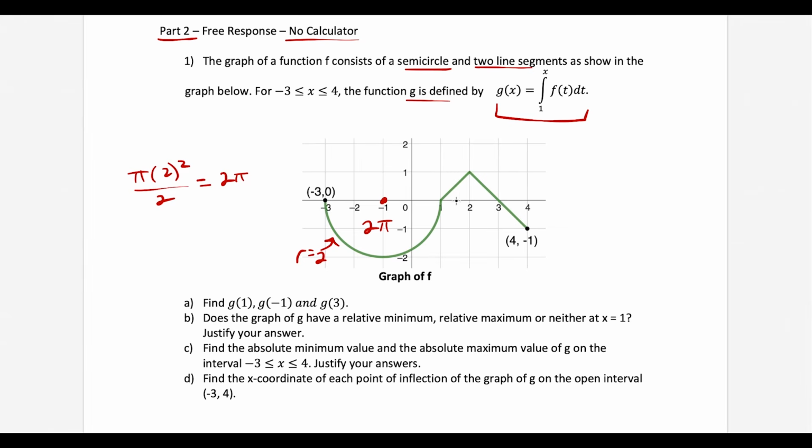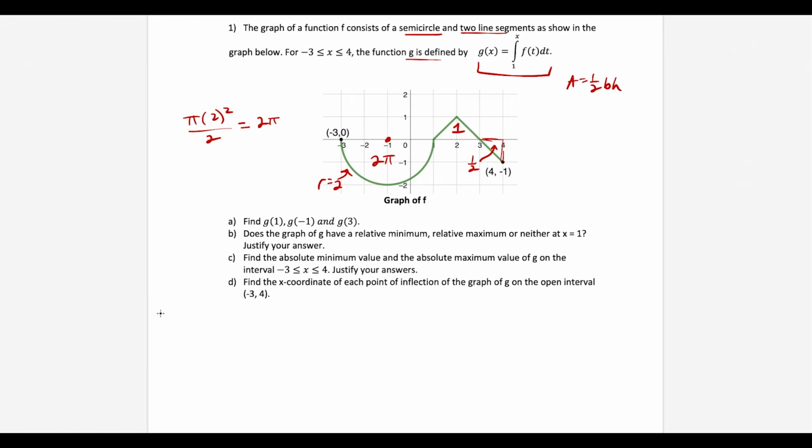Now looking at this triangle here, the area of a triangle is 1/2 base times height. Notice that this base going across is 2 units and we're going up 1 unit. So if I do 2 times 1 and then divide that by 2, that tells me that I have 1 square unit of area over here. And now for this triangle over here, this is a 1 by 1. If I do half of 1 times 1, this area on the inside is going to be 1/2 square units. So now we're ready to answer part A.